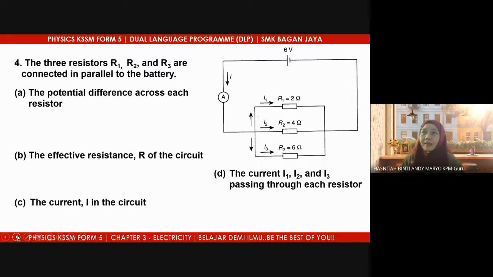Okay, then number 4. Okay, this is the related diagram. We have 3 resistors. You can see now R1, R2, and R3. Okay, how they are connected is stated in the question.